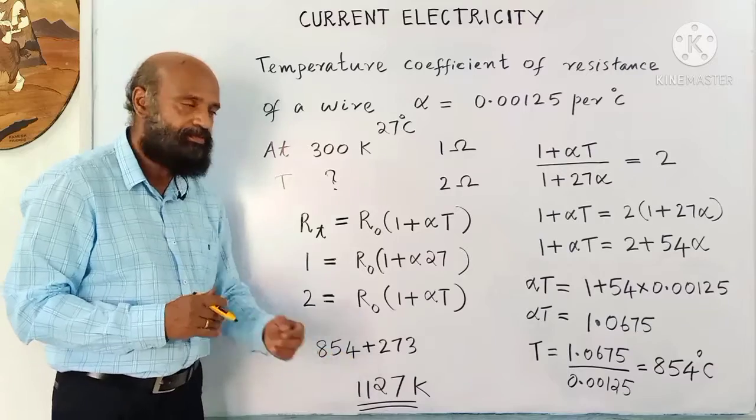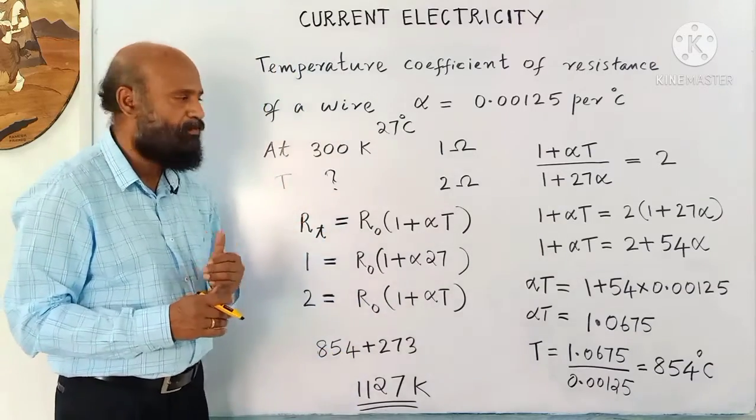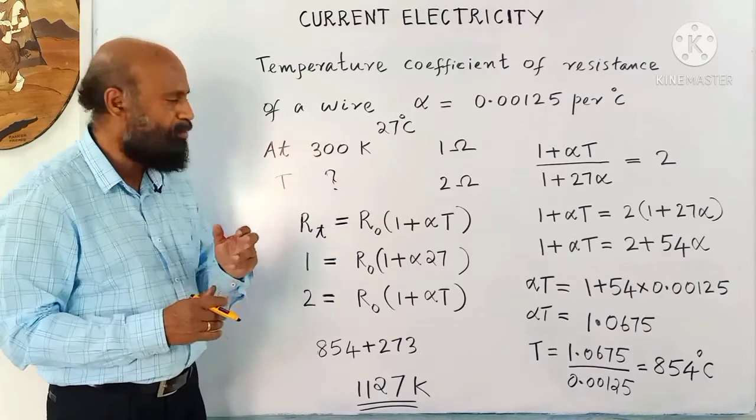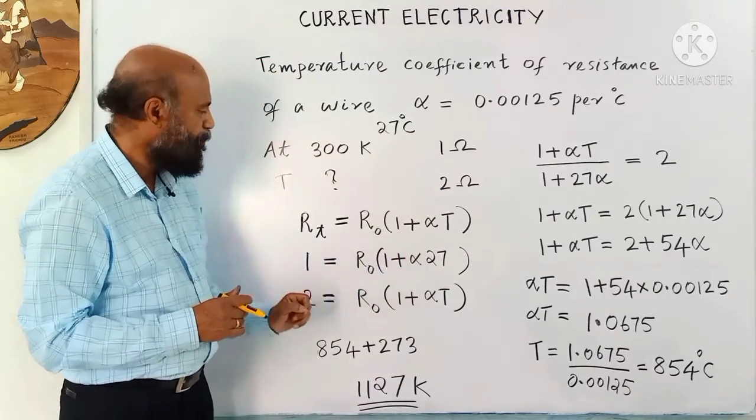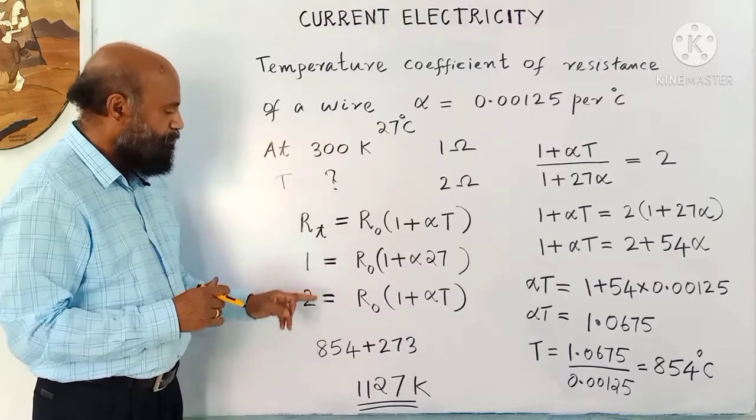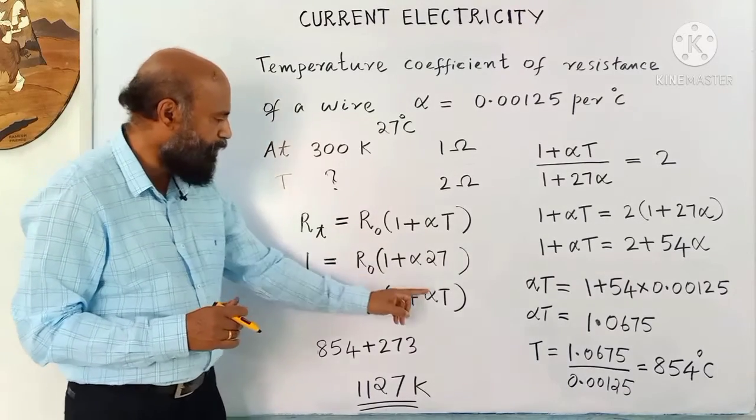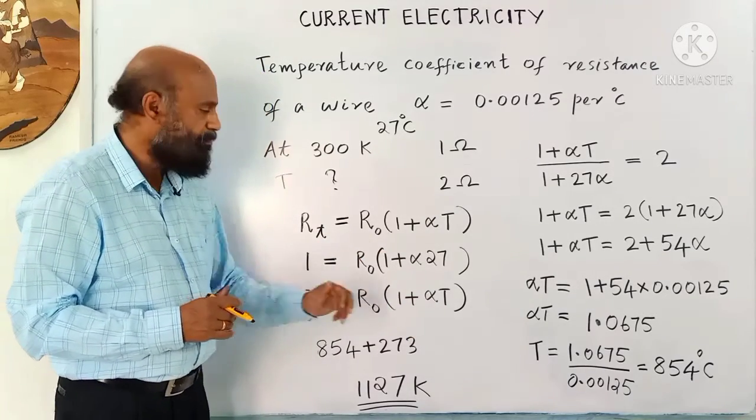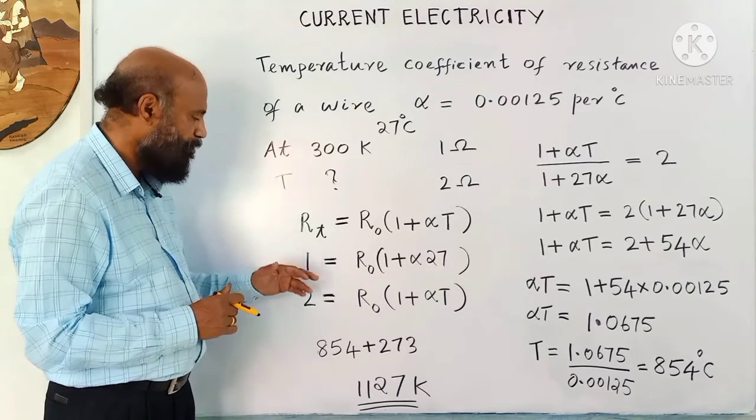That's a wrong answer. In multiple choice questions that option will also be given. So if you put 300 and do the calculation, you will arrive at the wrong answer. So be careful to substitute in Celsius. Now when resistance is 2 ohm, we have to get the temperature. Now you write two equations. Then for getting the temperature, you divide this equation by this equation.